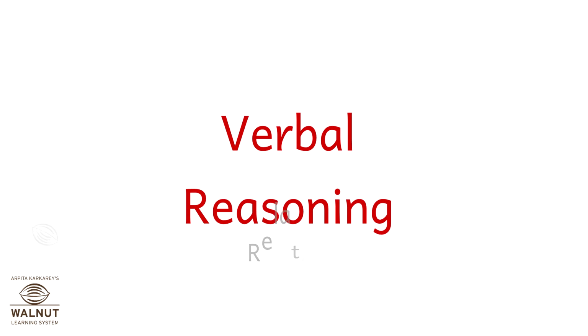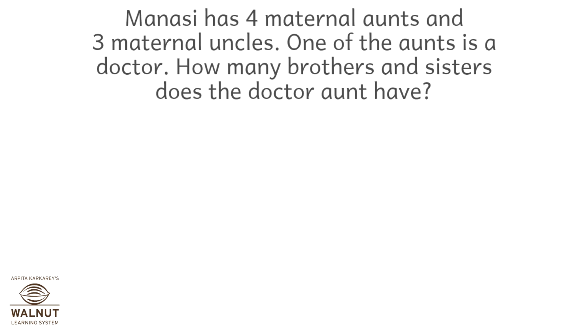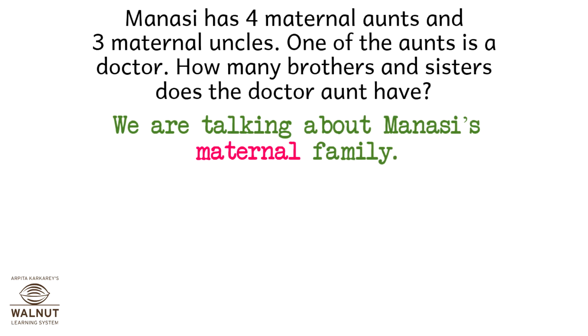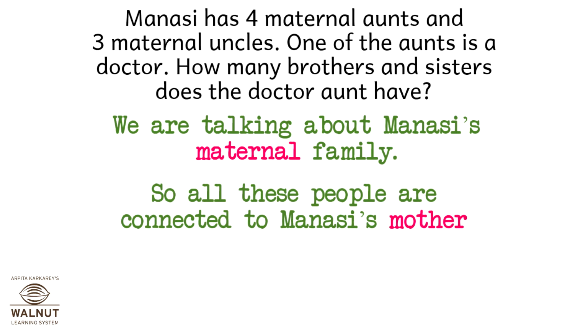10 verbal reasoning relations. Manasi has 4 maternal aunts and 3 maternal uncles. One of the aunts is a doctor. How many brothers and sisters does the doctor aunt have? We are talking about Manasi's maternal family, so all these people are connected to Manasi's mother.